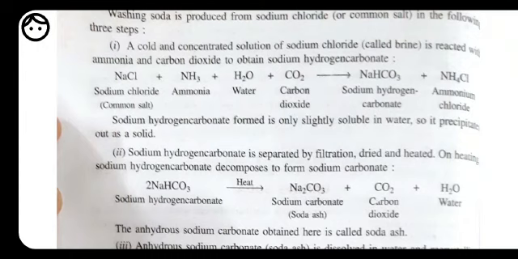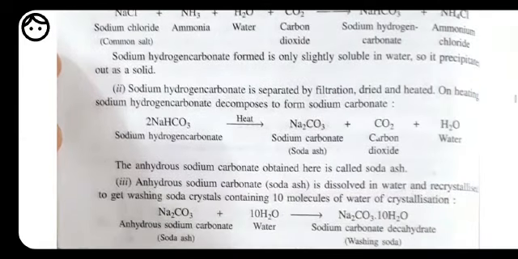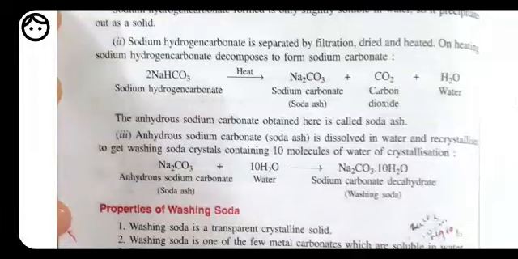But we know that for washing soda we need 10 molecules of water. That's why this sodium carbonate is dissolved in water and recrystallized to get washing soda crystals containing 10 molecules of water of crystallization. So here we are adding 10 molecules of water into the anhydrous sodium carbonate. Then it will give rise to sodium carbonate decahydrate, which is also called washing soda. So these are the processes through which we can prepare washing soda. All the three processes, if the question is asked in your exam, then you have to write all the three processes involved for the formation of washing soda.